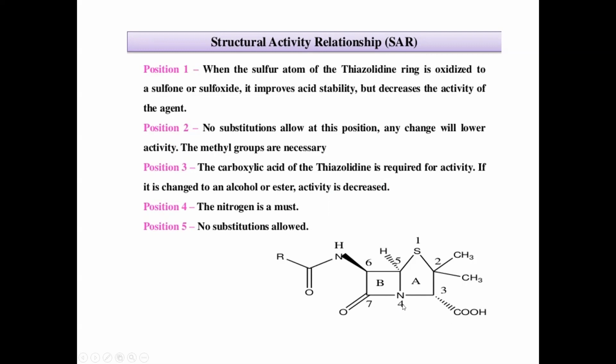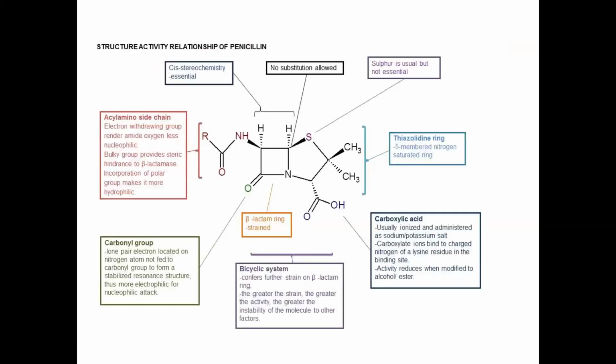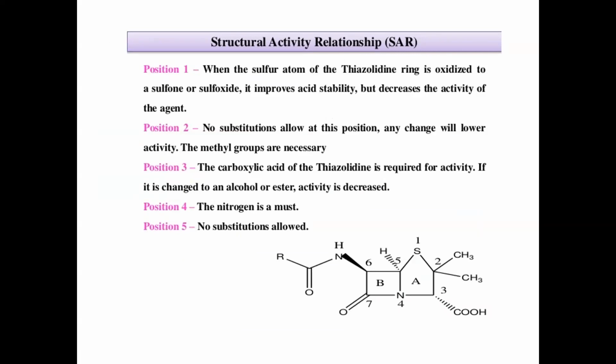At the fourth position, nitrogen is a must. If you replace it by carbon and hydrogen, it will not work. And this is the fifth position. At the fifth position, no substitutions are allowed. It's hydrogen here. If there is a substituent, like CH3 or any other, the activity of the drug decreases. This is what is called structure-activity relationship, and this is the structure-activity relationship of penicillin.